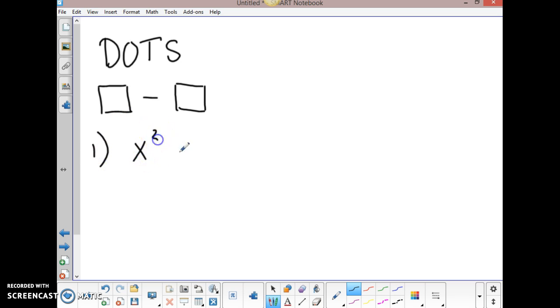So let's say you have x squared minus 1. Let's check. Do I have 2 perfect squares? Yes. And I have a difference in the middle or a minus? Yes. So I can use dots in this case. And the way to factor using dots is very easy.